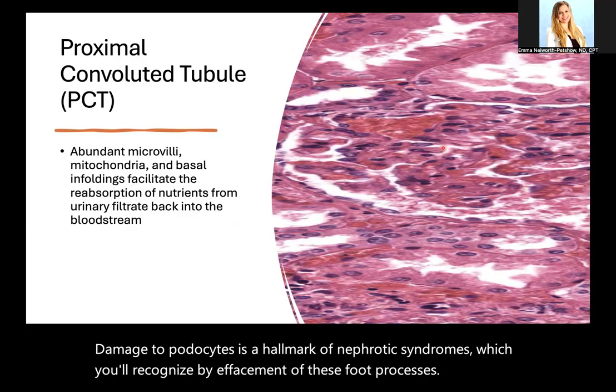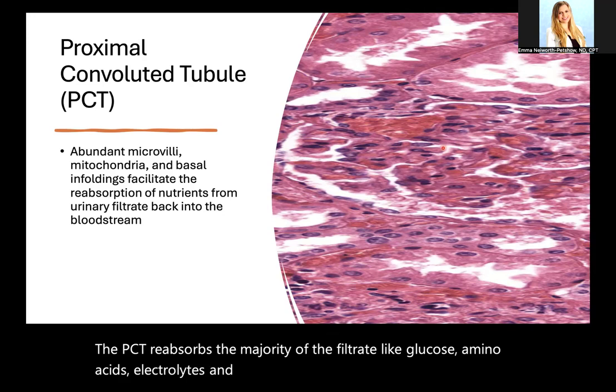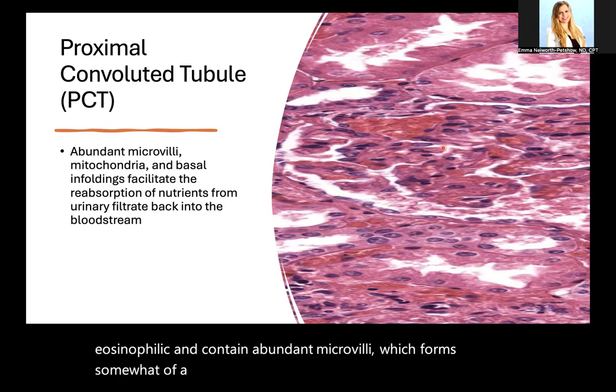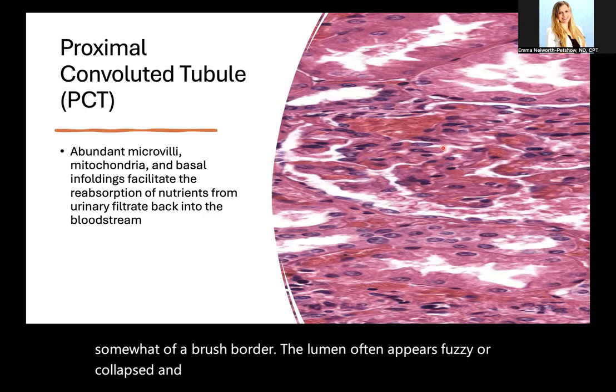The PCT reabsorbs the majority of the filtrate, like glucose, amino acids, electrolytes, and water. Histologically, these cells are large, eosinophilic, and contain abundant microvilli, which form somewhat of a brush border. The lumen often appears fuzzy or collapsed, and their mitochondria and basal infolding support an extensive active transport system.